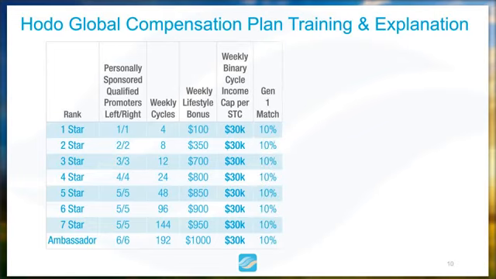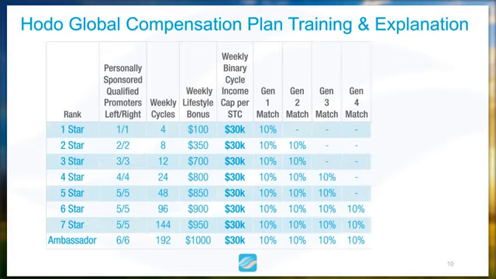We do have what we call generational matching bonuses, basically 10% of the maximum, which would be $30,000 a week, and the matching bonuses are based on the cycle bonuses only. So let's say that you had one person left and one person right, and they were both making $30,000 a week. You can make up to $3,000 a week in a matching bonus from each of your people that you personally sponsored, okay? As you go up in rank, you can start getting second generation, third generation, fourth generation, and up to fifth generation matches.